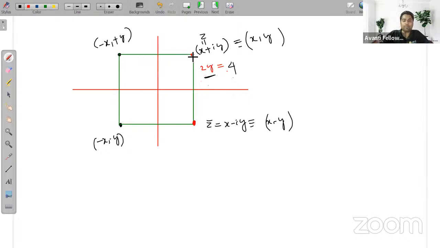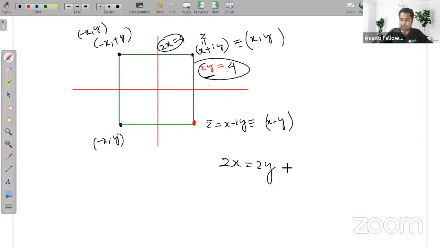Similarly, here also, if you find the distance from this point to this point, it will be 2x units, and it is also given as 4 units, because it is a square and all the sides of a square are the same. So this is the length of the square, and this is also the length of the square. That means 2x is equal to 2y is equal to 4 units. That means x is equal to y is equal to 2 units. So here I got the values of x and y. So my complex number is x plus iy, that is 2 plus 2i.